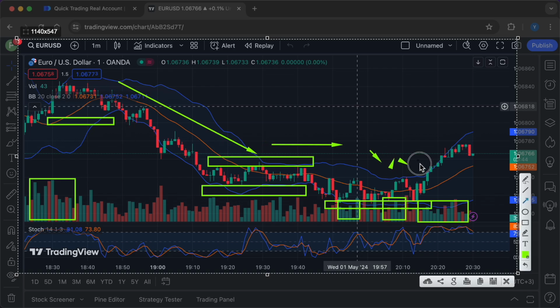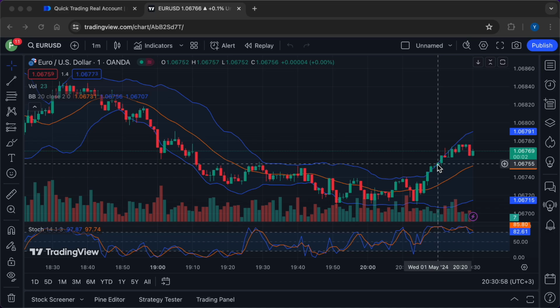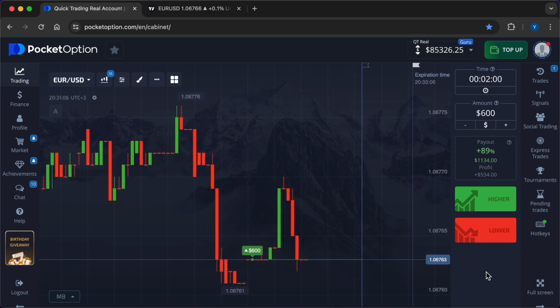Now I believe that the situation is favorable for the bulls to hold the advantage at least within our 2-minute expiry time. There may be a period of consolidation, but this will not prevent us from closing the trade in the plus. Let's wait for the end of the trade.